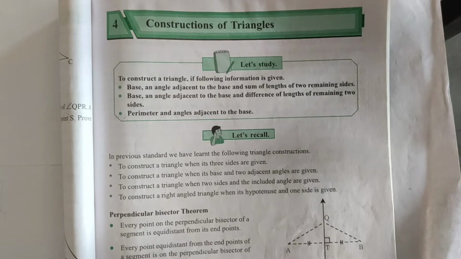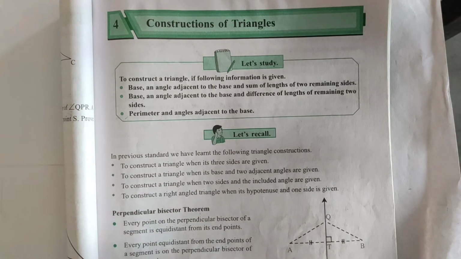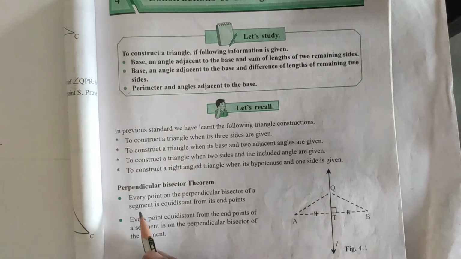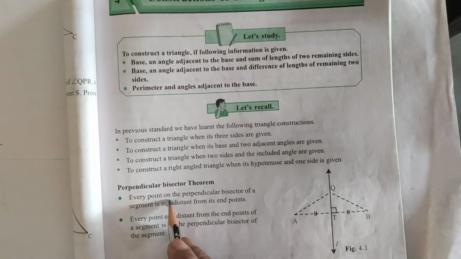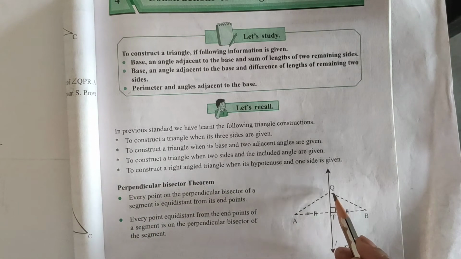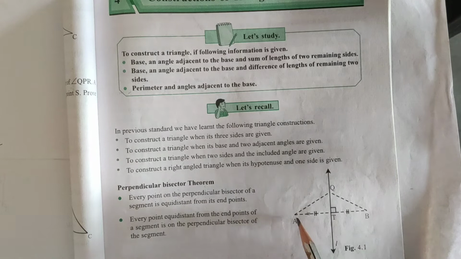See children, in this type of construction we have to use the perpendicular bisector theorem. Now what is meant by the perpendicular bisector theorem? Let's study that first. See, what is the theorem? Every point on the perpendicular bisector of a segment, as here you can see Q is the point on the perpendicular bisector. This is the perpendicular bisector of a segment, which is the segment AB.